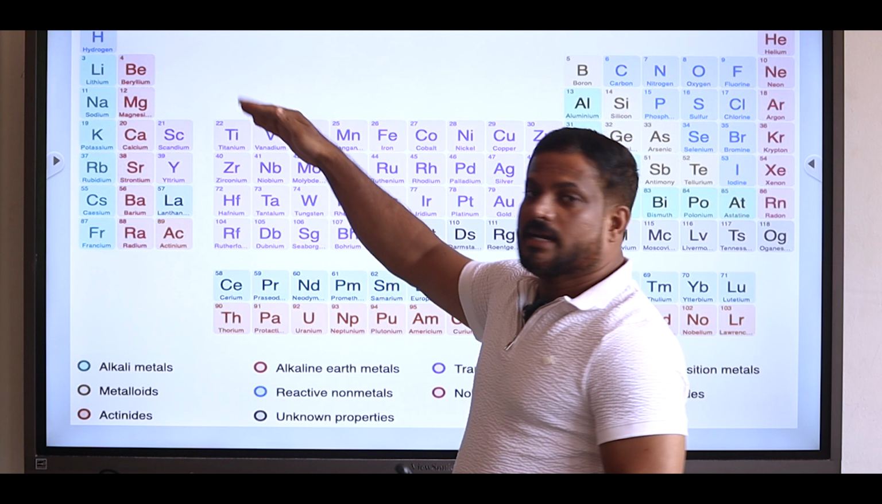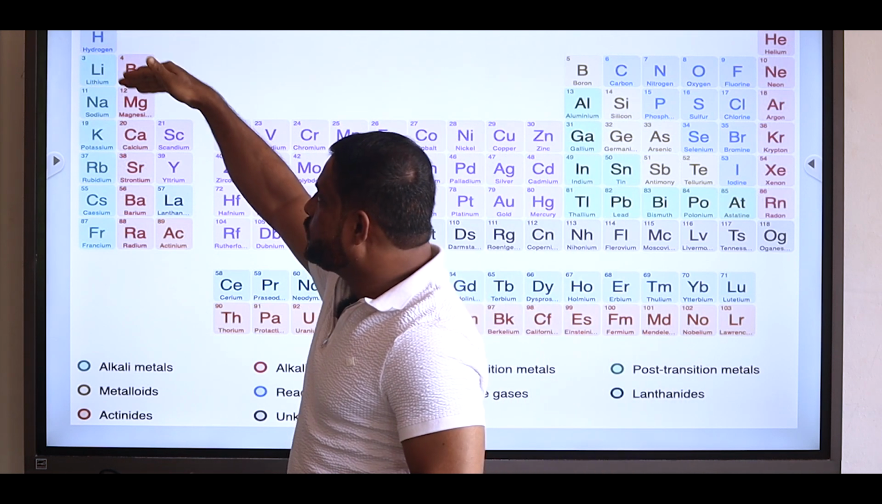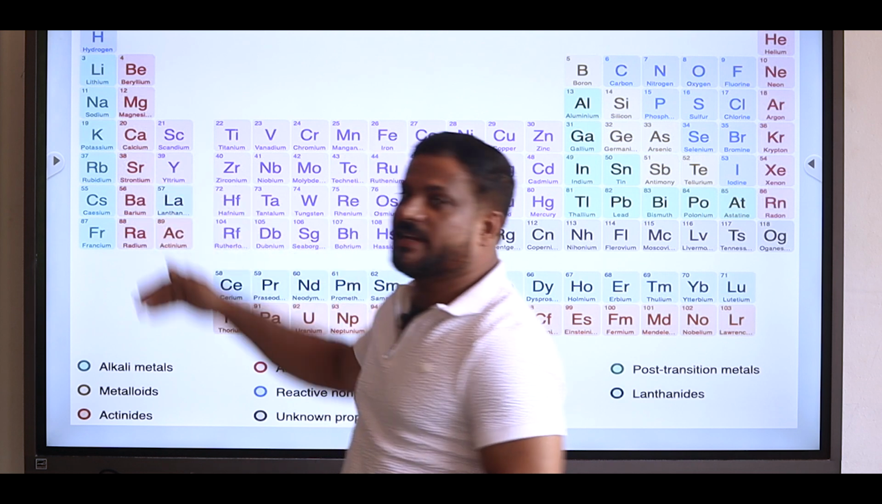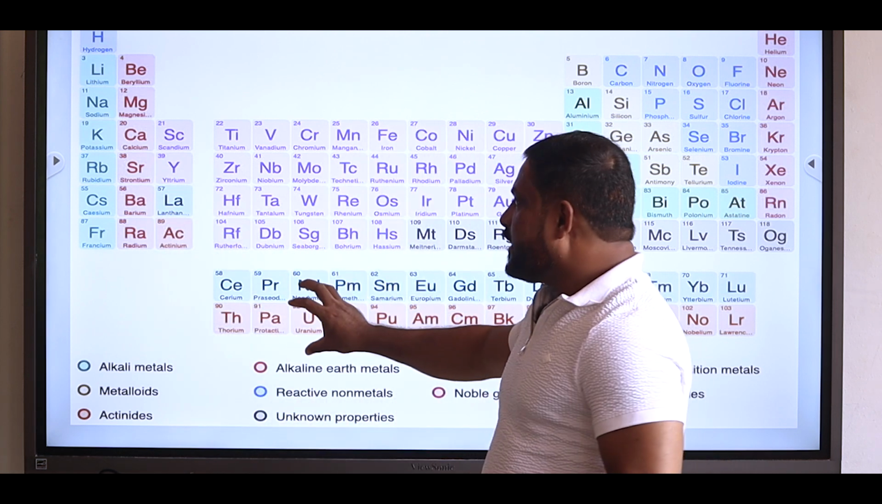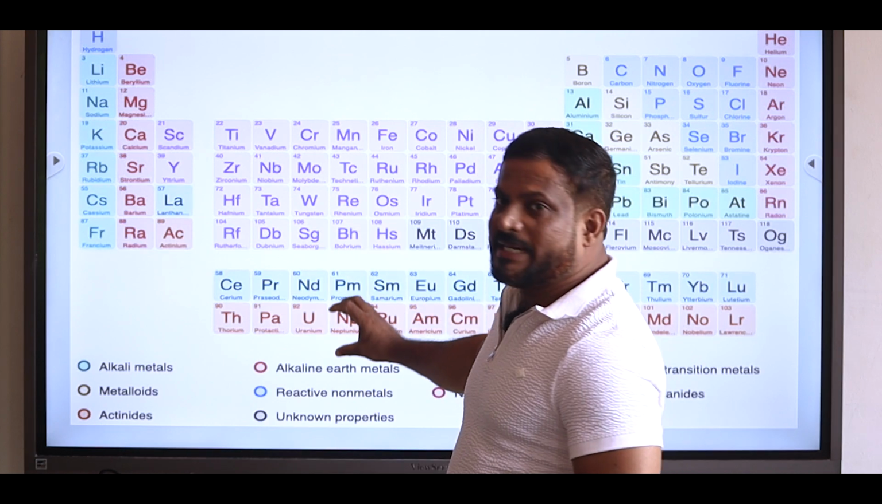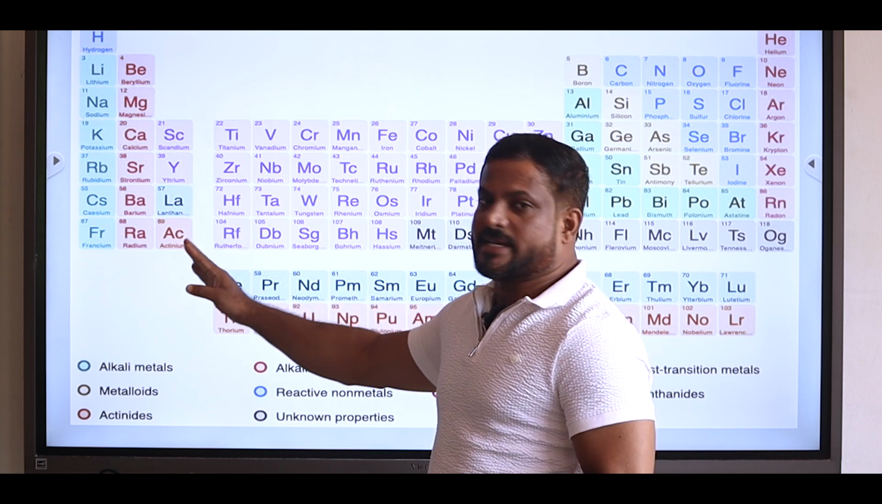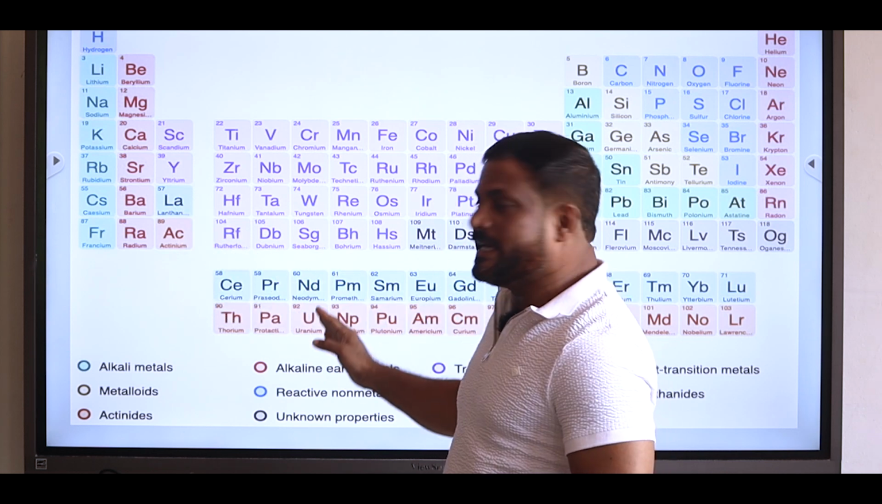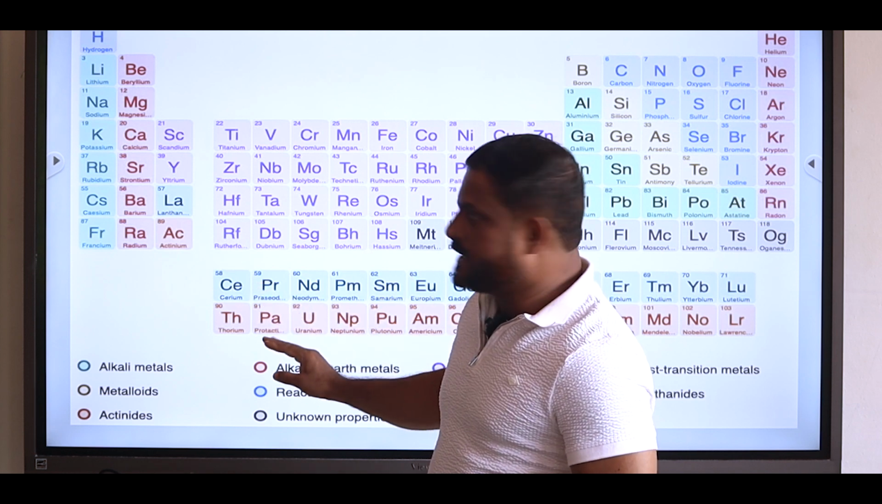Now, periods. Horizontal rows are called periods. 1, 2, 3, 4, 5, 6, 7. 7 periods are there. In between, there are 14 plus 14, 28 elements that are skipped and kept down. After lanthanum, 14 elements, and after actinium, 14 elements are skipped and placed down in the periodic table. They are called lanthanides and actinides.